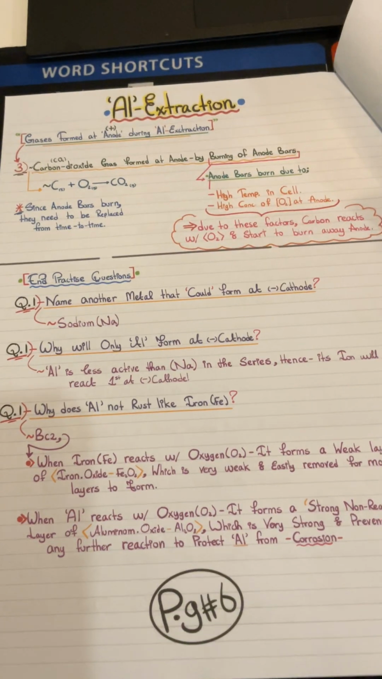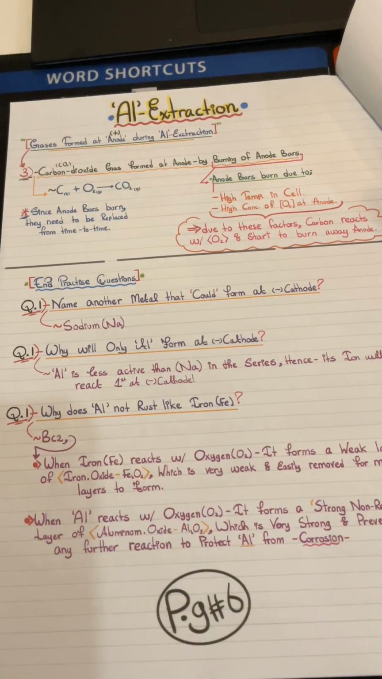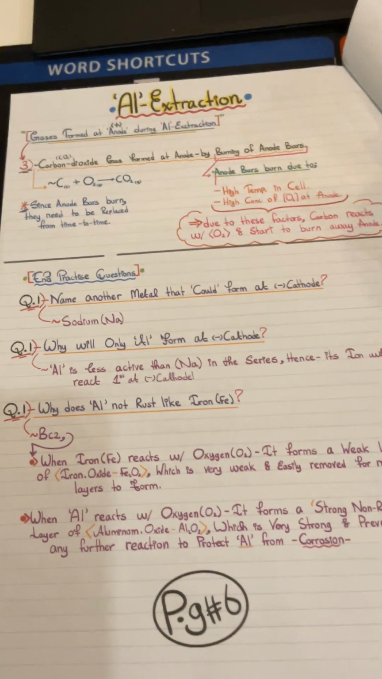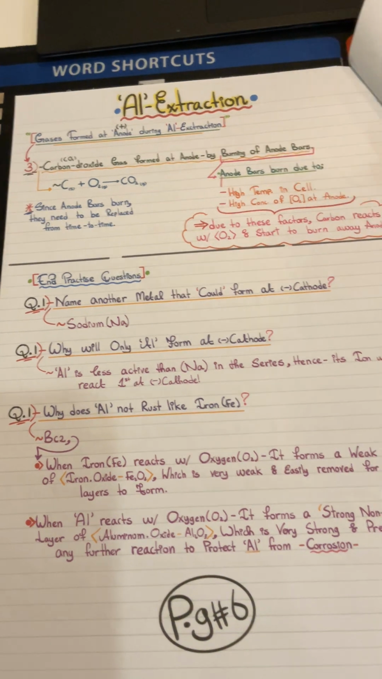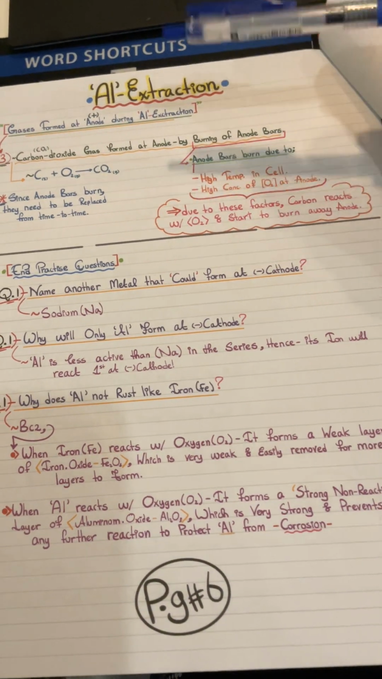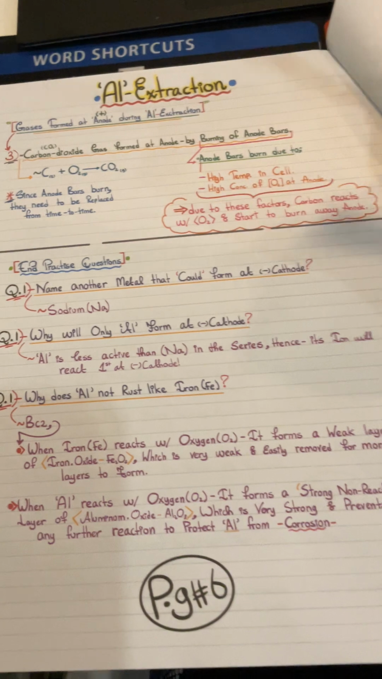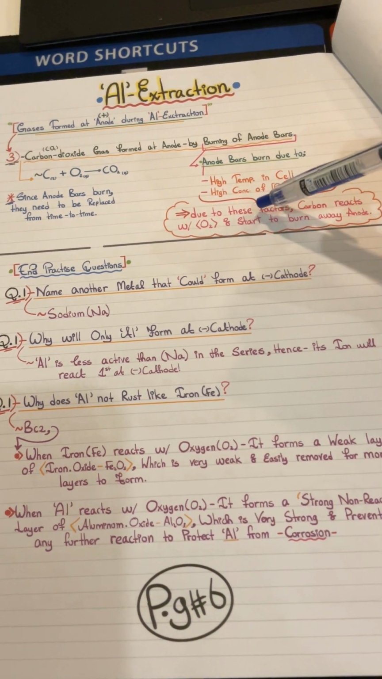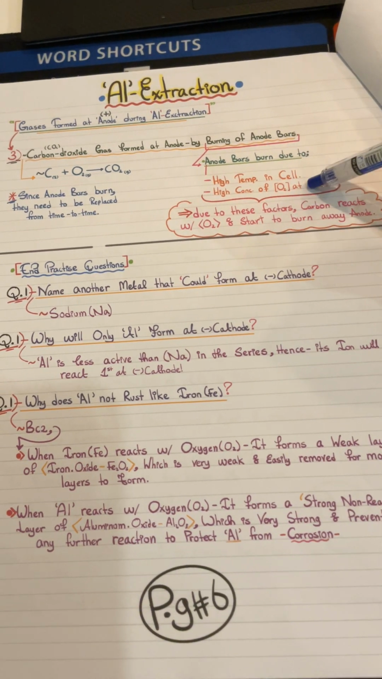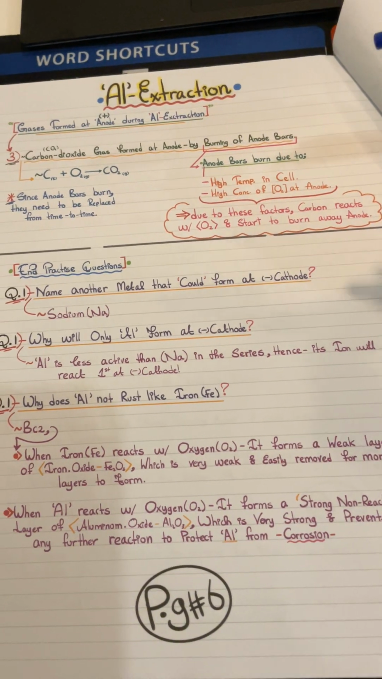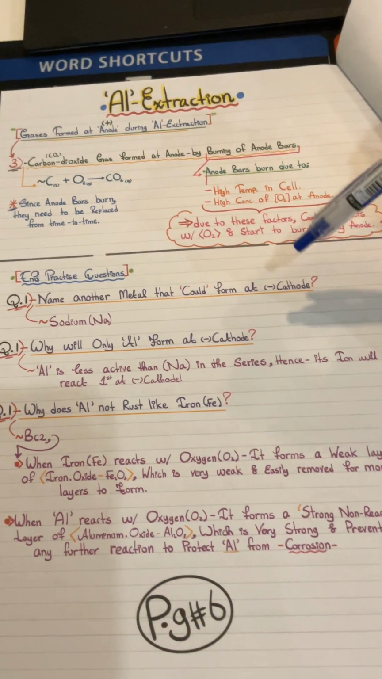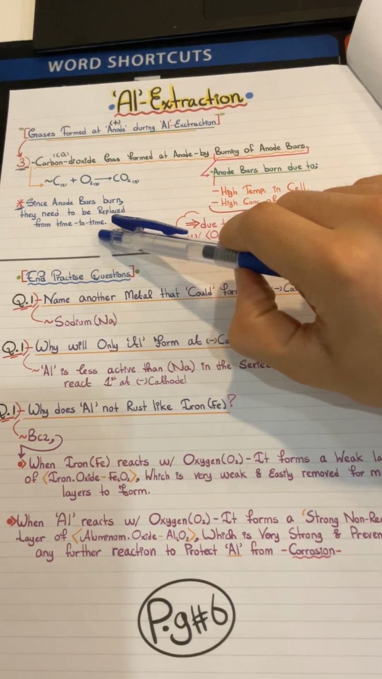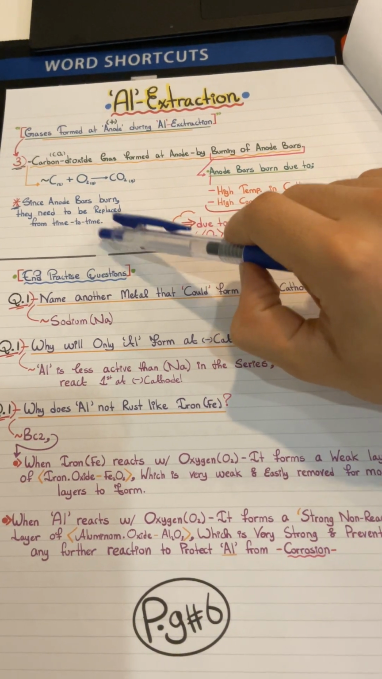The last gas that is formed at the anode during aluminum extraction is carbon dioxide. Carbon dioxide, CO2, is formed due to burning of anode bars. Burning of anode bars? The anode bars burn away? Yes, they do. The anode bars burn due to 2 reasons: high temperature in the cell and a high concentration of oxygen at the anode, because the carbon reacts with the oxygen at the anode and it begins to burn away the anode bars. This is why the anode bars need to be replaced from time to time. Alright?